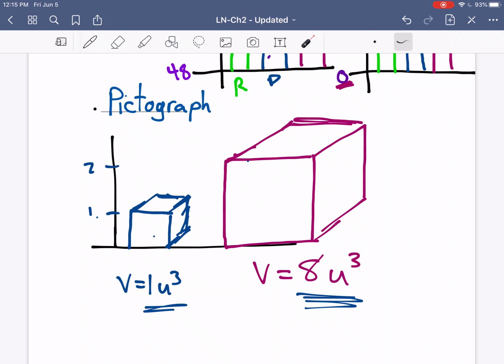It's not just volumes. You could do something like area instead. If I just made this a square instead of a cube, the area of this square here would be 4 units, while the area of this square here would just be 1. And again, that distorts the data. So we just have to be really careful when we have pictographs.